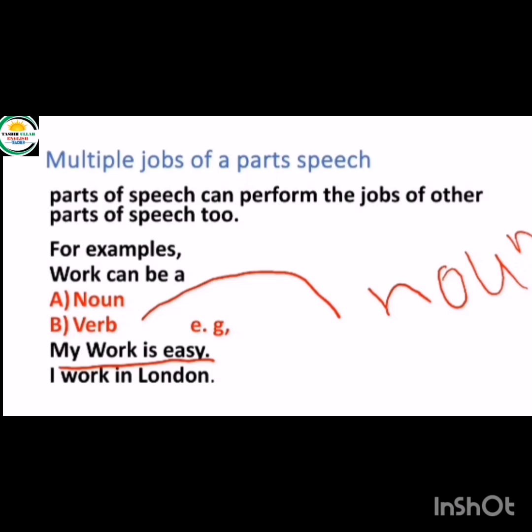And the second example: I work in London. Work is used as a verb because it shows some action. It shows doing something in London. Okay, and it is preceded by the subject I. So here work is used as a verb. So one word can be used as two different parts of speech.